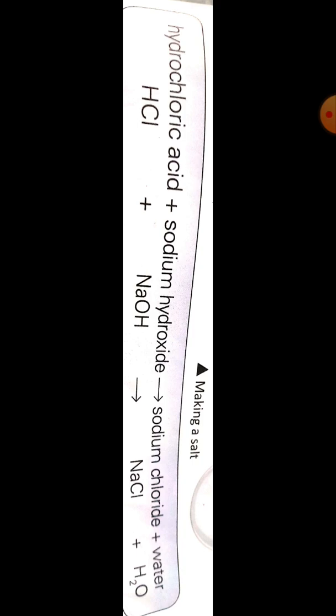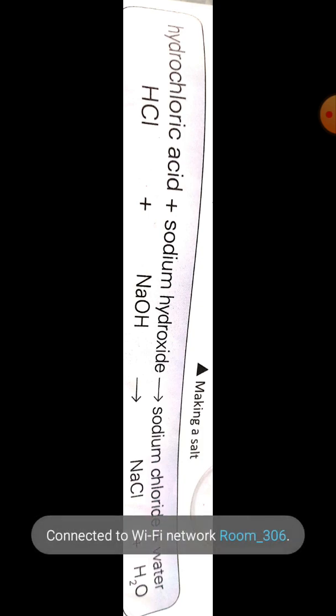H and OH, these are ions. So we say hydrogen ion and OH minus ion, hydroxide ions. Compounds having H plus ions are known as acids, and compounds having OH minus ions are known as base or alkali. When they react with each other, they form salts.